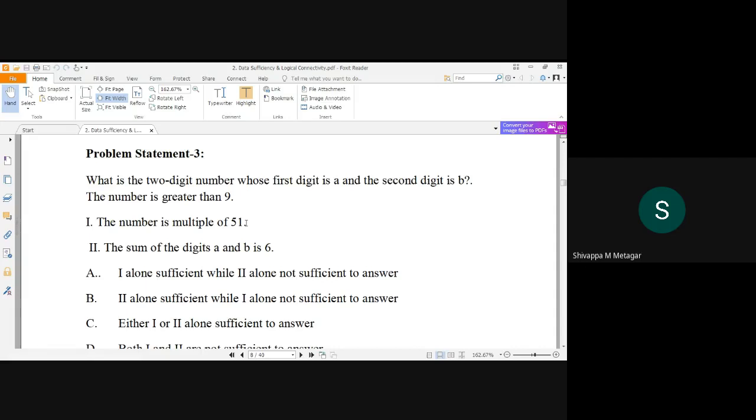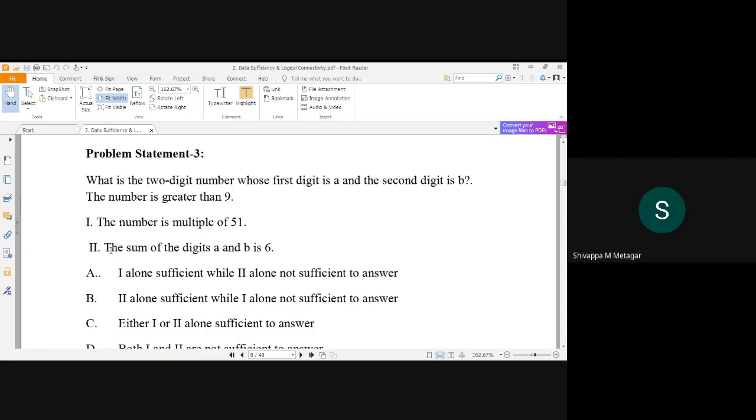It means you can multiply 51 with 1. 1 into 51 is 51. That is a 2-digit number. And then consider 2 into 51. What is the output of this one? 2 into 51 is 102. Then 102 is a 3-digit number, so it is not possible. Here 1 itself is the answer. That is, the multiple 51 into 1 is the answer.